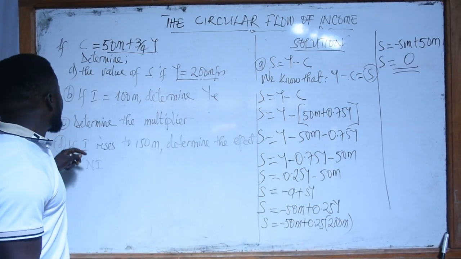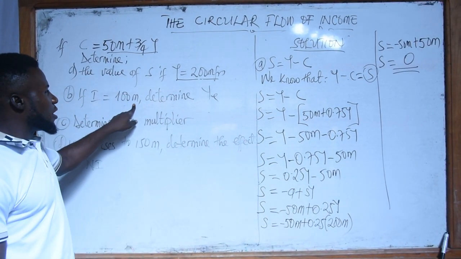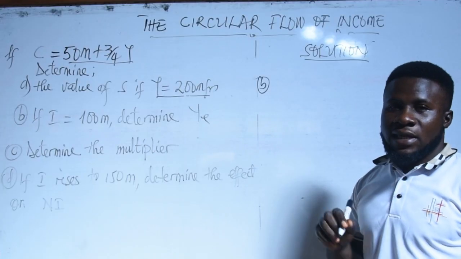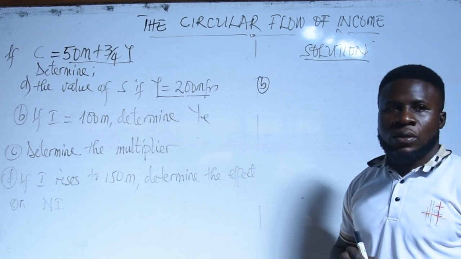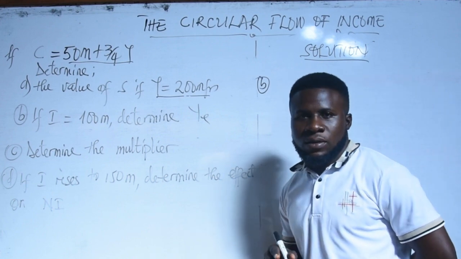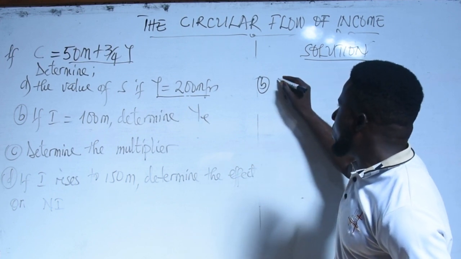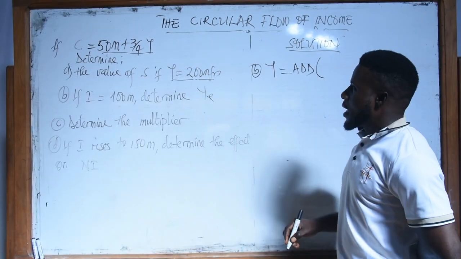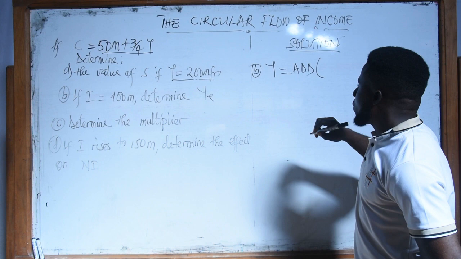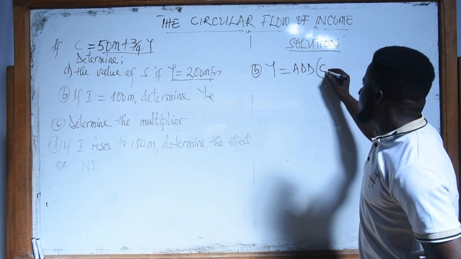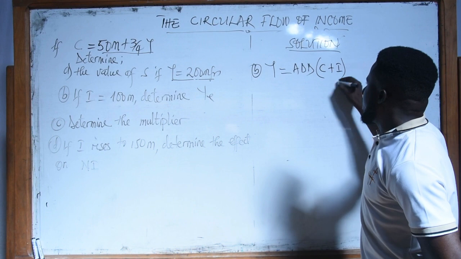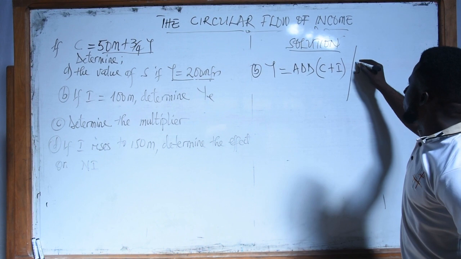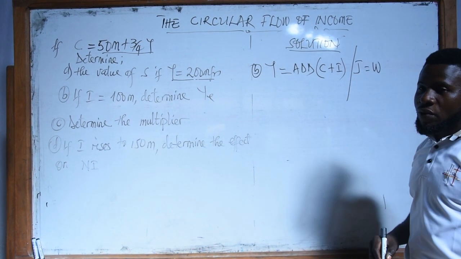Question B says that if investment is equal to 100 million, we should determine the equilibrium level of income. We said that income is at equilibrium when Y is equal to AD. That is using the aggregate demand approach. If Y is equal to aggregate demand, then that is our equilibrium income. And in this situation, our aggregate demand is made up of consumption and investment. If we like, we use the injections withdrawal approach, which says that income is at equilibrium when all injections are equal to withdrawals or leakages.